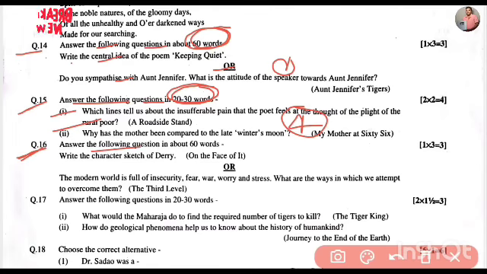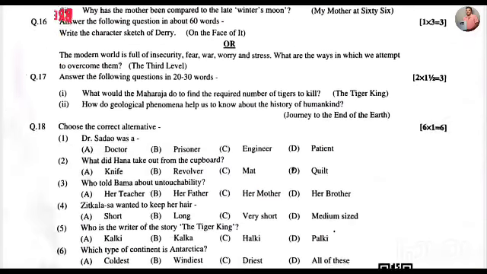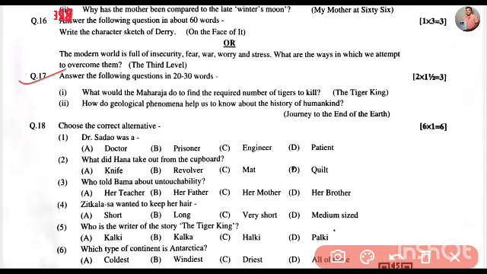Question number 16 is, answer the following question in about 60 words. You have to answer in 60 words. Write a character sketch of Dairy. And you have to make 1 question out of the 2. It is worth 3 marks. And question number 17 has been given to you that answer the following question in 20 to 30 words. That means you have to answer within 20 to 30 words. 2 questions are given. You have to answer one of them.